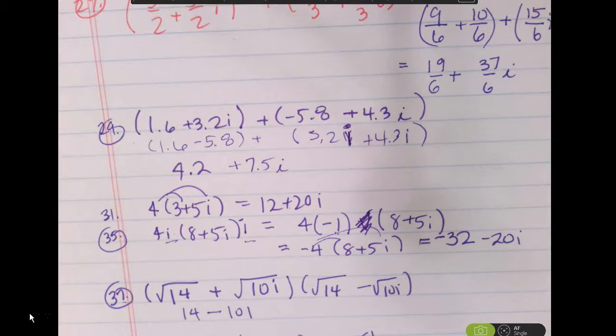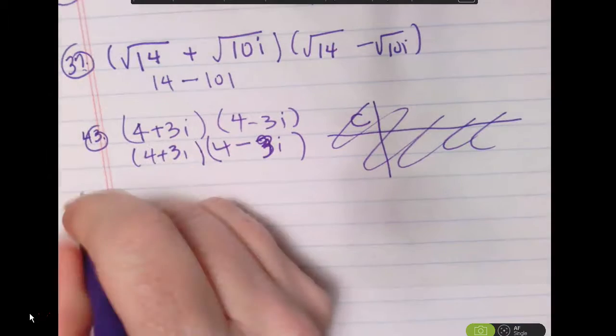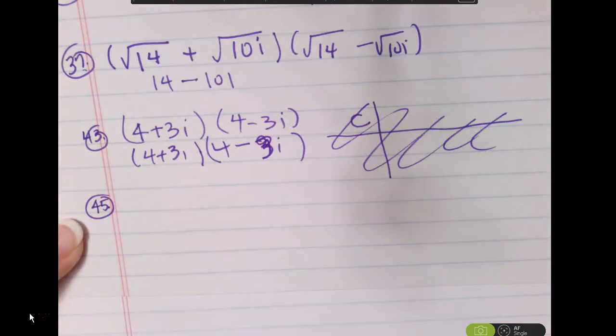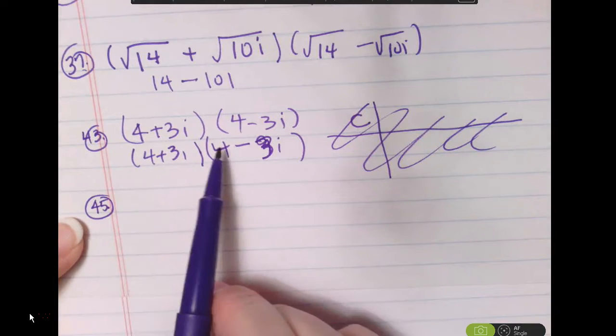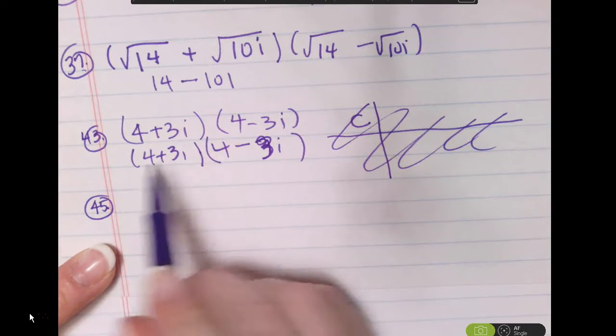Okay, looks like I left off on number 43, so let's see what's next. Number 45. So I just need to write the complex conjugate of the number and then multiply by it. Actually it looks like I didn't quite finish number 43. I wrote the complex conjugate, but I didn't multiply through by it.